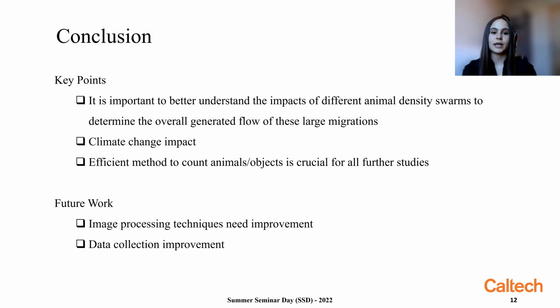This presentation emphasizes the importance of researching the diel vertical migrations of zooplankton. It is important to better understand the impacts of different animal density swarms to determine the overall generated flow of these large migrations. These migrations may create carbon sequestration and nutrient mixing of the ocean, impacting our climate. However, how the flow specifically contributes is still unknown.